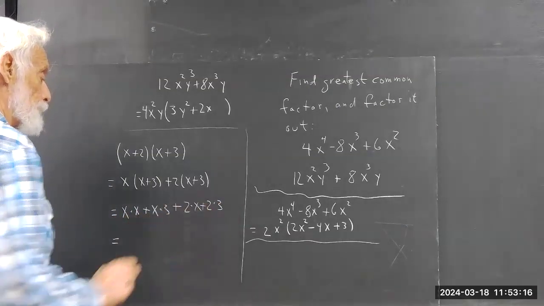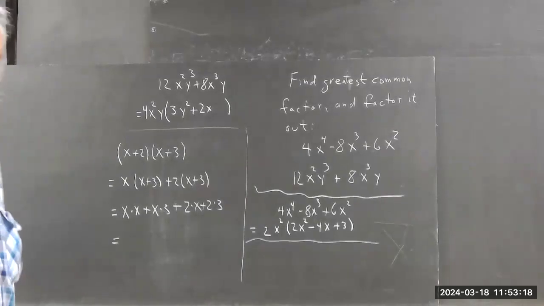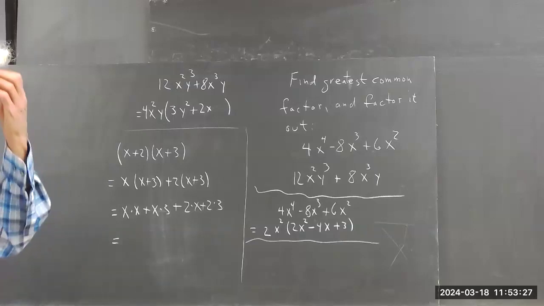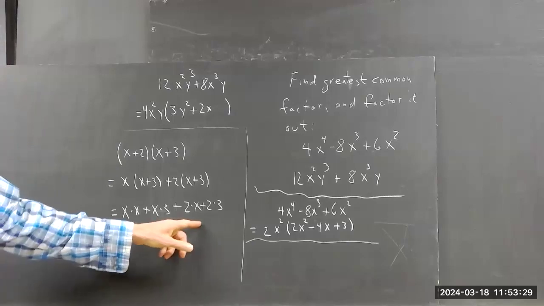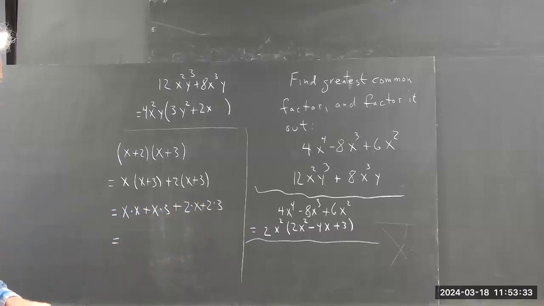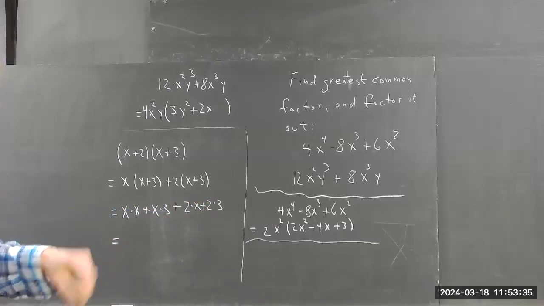And if we think it's anything else, we're wrong. Okay, we're just not following the rule exactly, and it's going to lead us to an error. So take this expression, what's x times x plus x times 3 plus 2 times x plus 2 times 3? Simplify that.